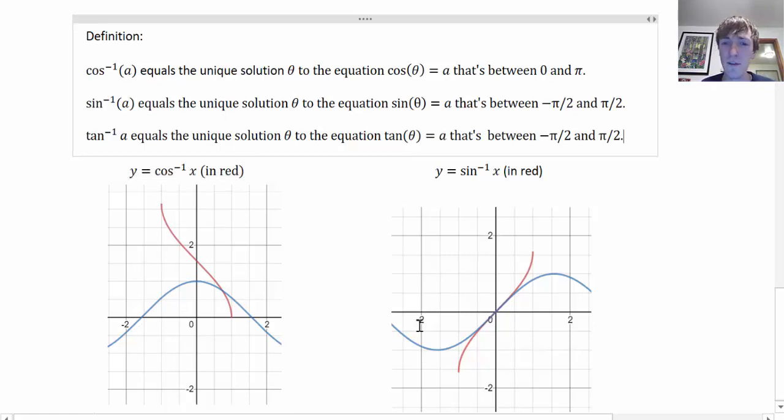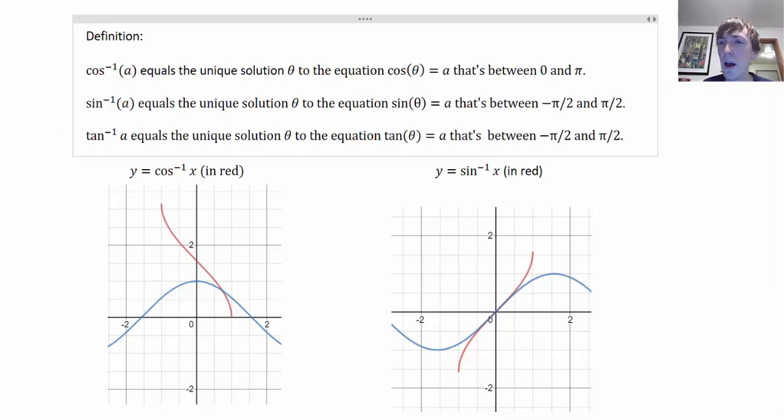A similar thing is going on for sine, just taking the part of sine between minus pi over 2 and pi over 2, and flipping that over the diagonal. I wouldn't say that you need to memorize these graphs. Again, these functions don't come up very often in modeling, but it's good to know that the same thing that's always true about inverse functions is true here as well.